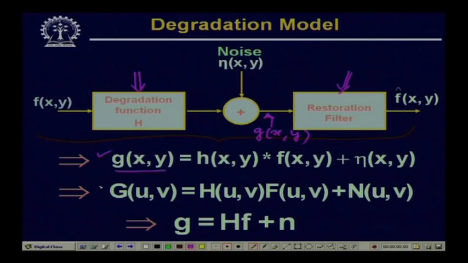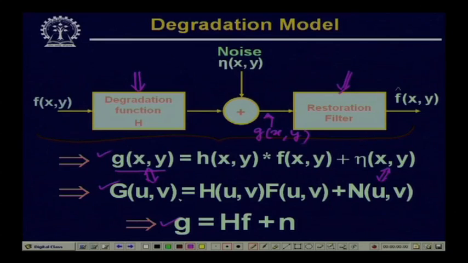And by applying that convolution theorem, the second mathematical expression of this degradation model is given by G(u,v) = H(u,v) F(u,v) + N(u,v), where N(u,v) is nothing but the Fourier transform of the random noise eta(x,y), and G(u,v) is the Fourier transform of the degraded image, that is g(x,y). So, we can perform this operation in the frequency domain using the frequency coefficients, or we can also perform the same operation directly in the spatial domain.